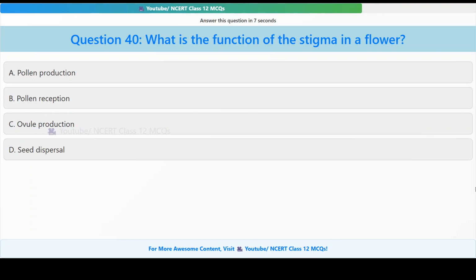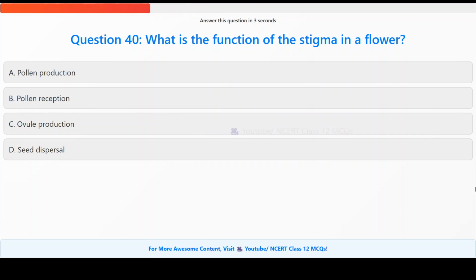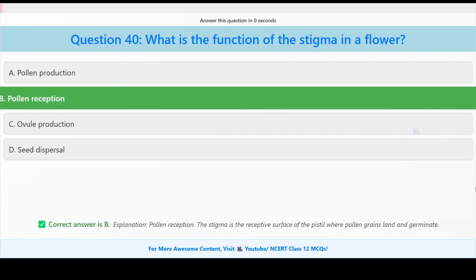Question 40. What is the function of the stigma in a flower? Pollen reception. The stigma is the receptive surface of the pistil where pollen grains land and germinate.